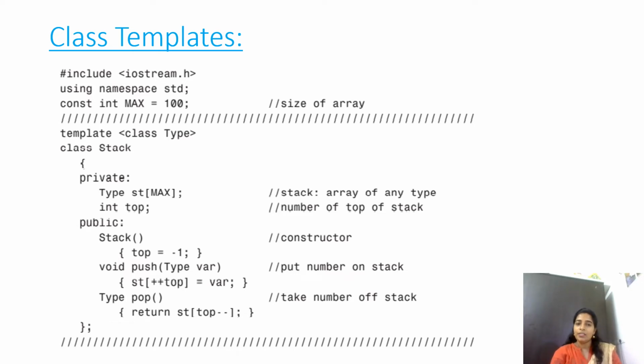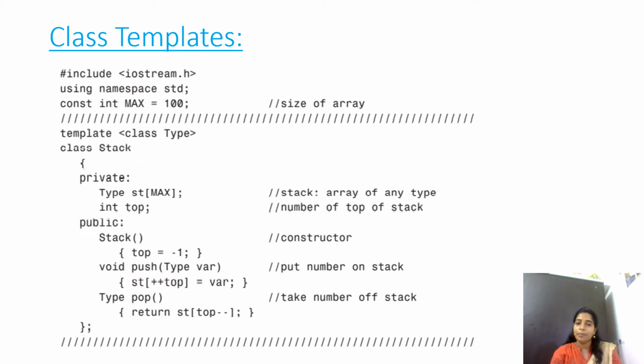Here you see I'm declaring the size globally: const int max equal to 100. This is the syntax. Template is the keyword and class type also. So we are using three keywords: template, class, type. All are keywords. These keywords should be written before the class. That indicates that the following class is a template class.